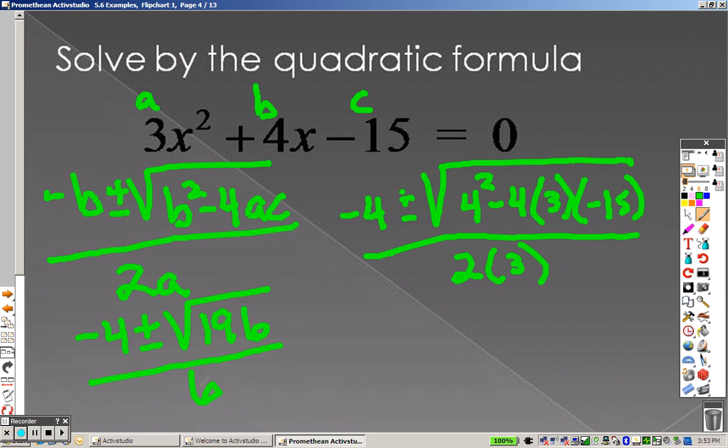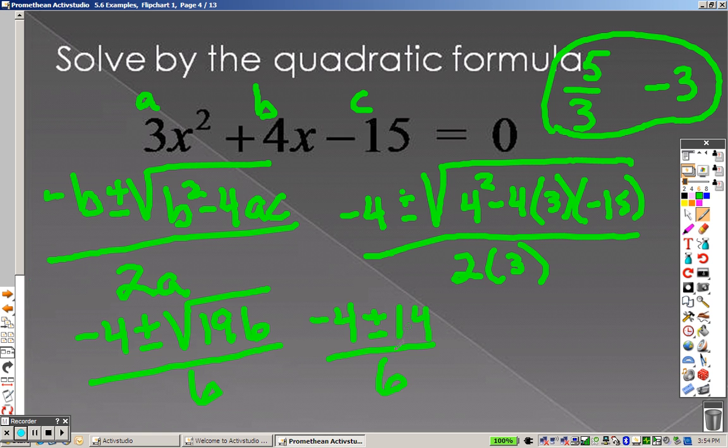Well, the funny thing is, the square root of 196 is 14. So really what this is saying is, what's negative 4 plus 14? Well, negative 4 plus 14 is 10. 10 divided by 6 is 5/3. So we end up getting 5/3. And negative 4 minus 14 is negative 18 divided by 6. We get negative 3. Remember, because it's quadratic, we get two answers, so that actually changes into those two answers right there.